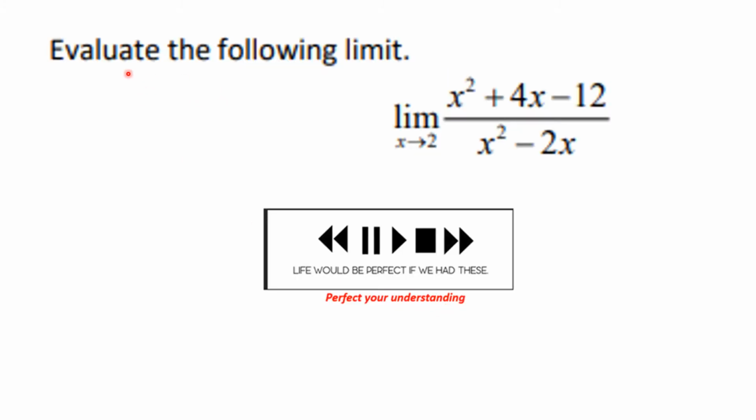Let's dive right in. We're to evaluate the following limit or explain why it doesn't exist. So we have the limit here. So you know what to do. Let's see how you did.